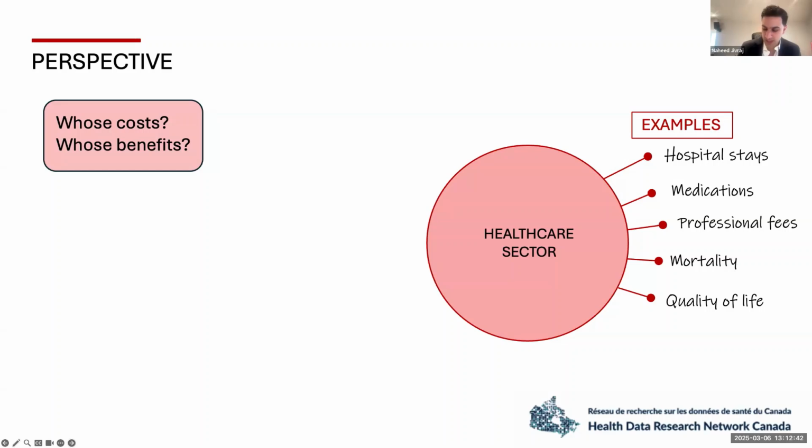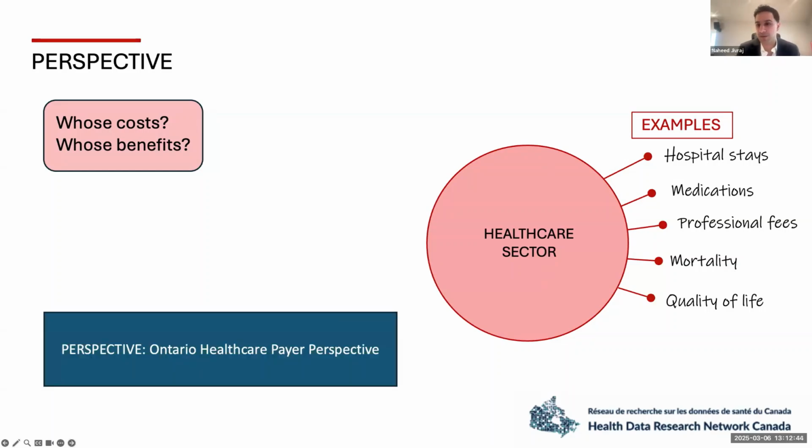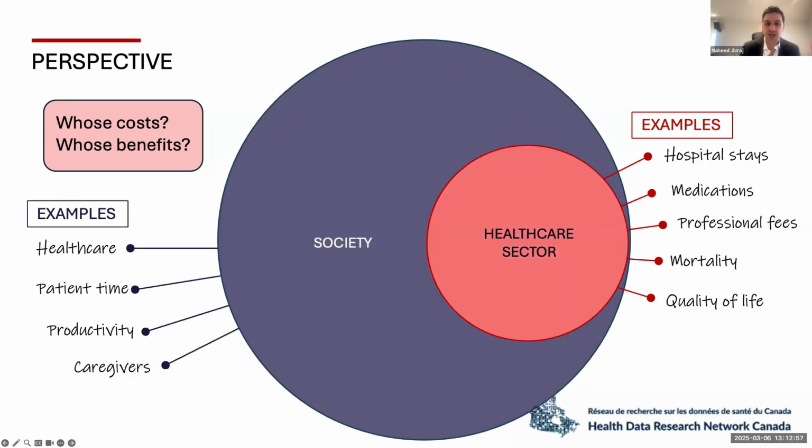So in this context, for both feasibility and to ensure our cost effectiveness analysis remained pragmatic, we took the perspective of the Ontario healthcare system. In theory, one could look at broader society at large and the costs to society of a given intervention. But again, because of feasibility, we were unable to take this view.